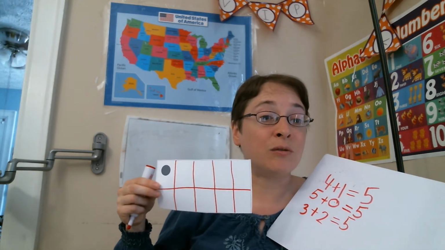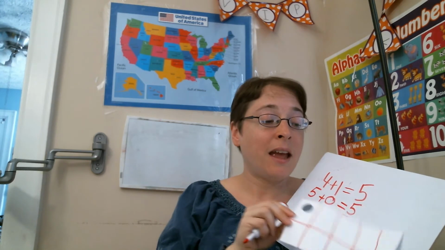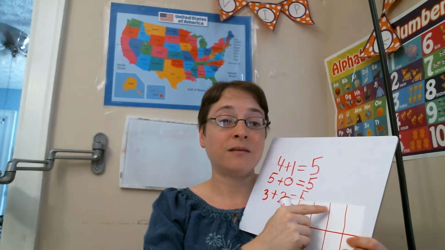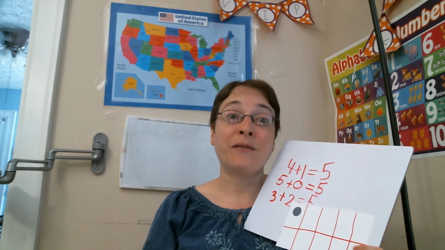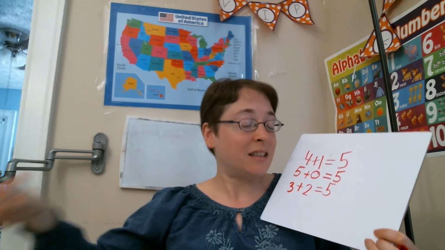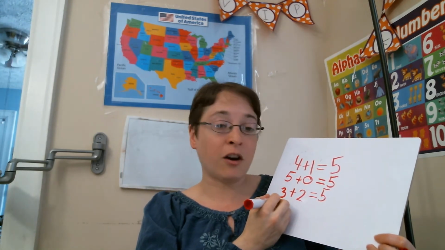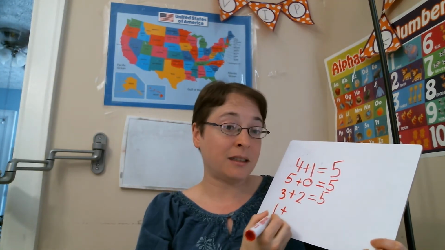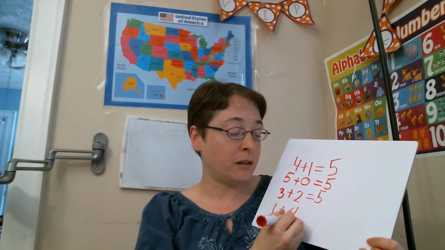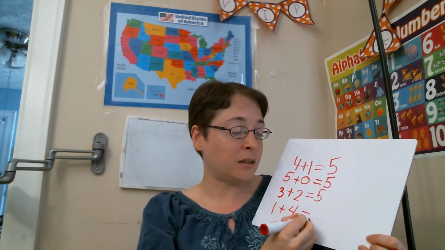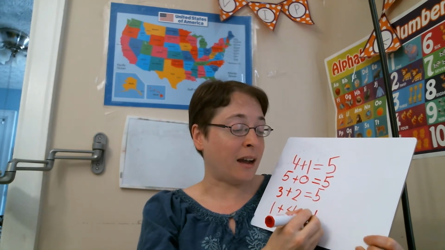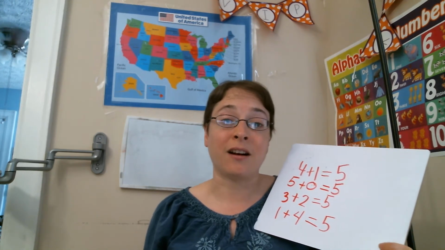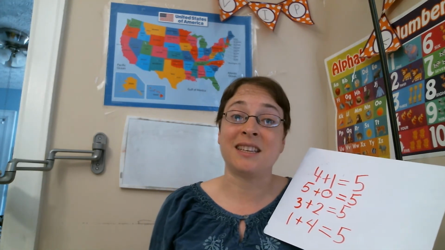How many dots do you see? 1. How many more do you need to make 5? 4. That's right. So let's make our number sentence. 1 plus 4 equals 5. Very good. And we're going to keep working on making number sentences today.